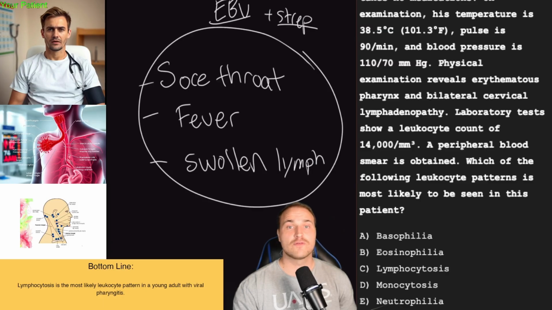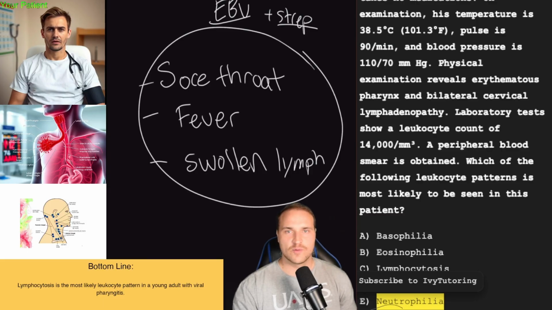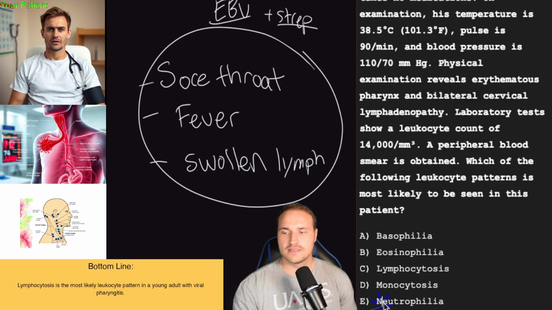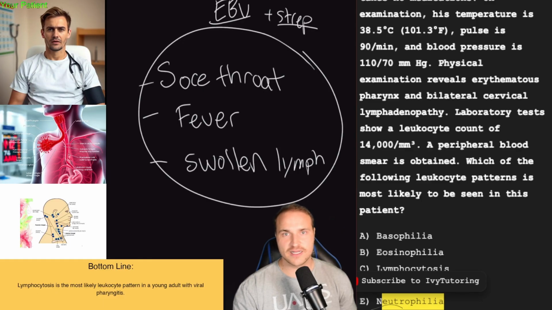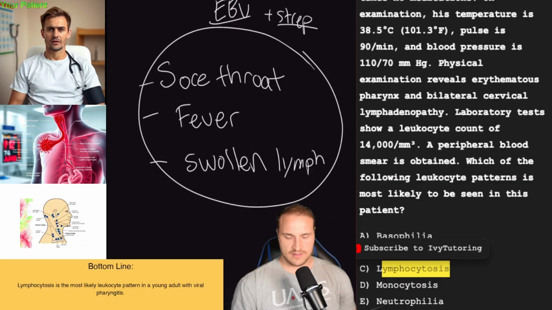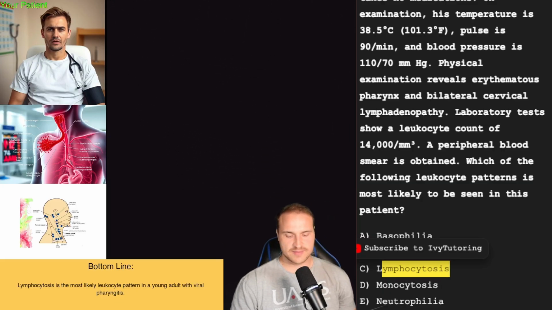And then we have a peripheral smear, and there we should look for atypical, what? Atypical lymphocytes, not neutrophils. Everybody loves to choose neutrophils, and we'll talk about that in a second. But we also see bilateral cervical lymphadenopathy, and that is classic for EBV. All right, so they love to trick you to think of neutrophilia, neutrophils, because they want you to think that it's a bacteria, but it's a viral illness, right? So pick lymphocytosis.